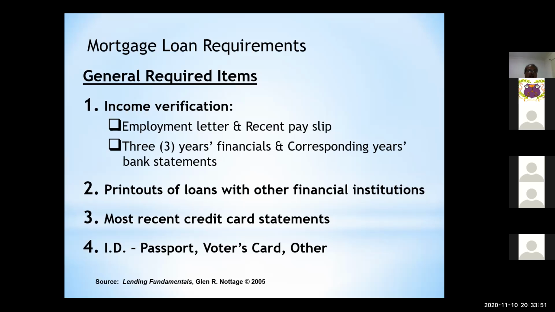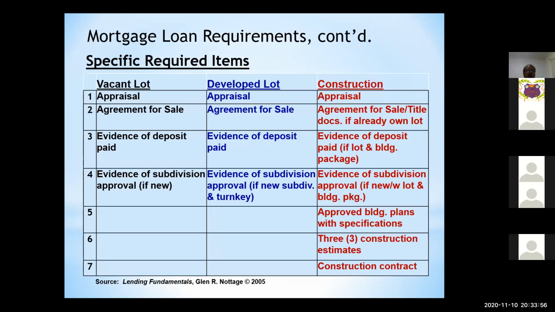And then also not to be left out are some items related to the type of lot, and also we'll see in a few minutes relating to appraisers and attorneys. So if it's a vacant lot, you need an appraisal, you need agreement for sale, you need evidence of the deposit paid, and evidence of subdivision approval if it's a, excuse me, if it's a new subdivision.